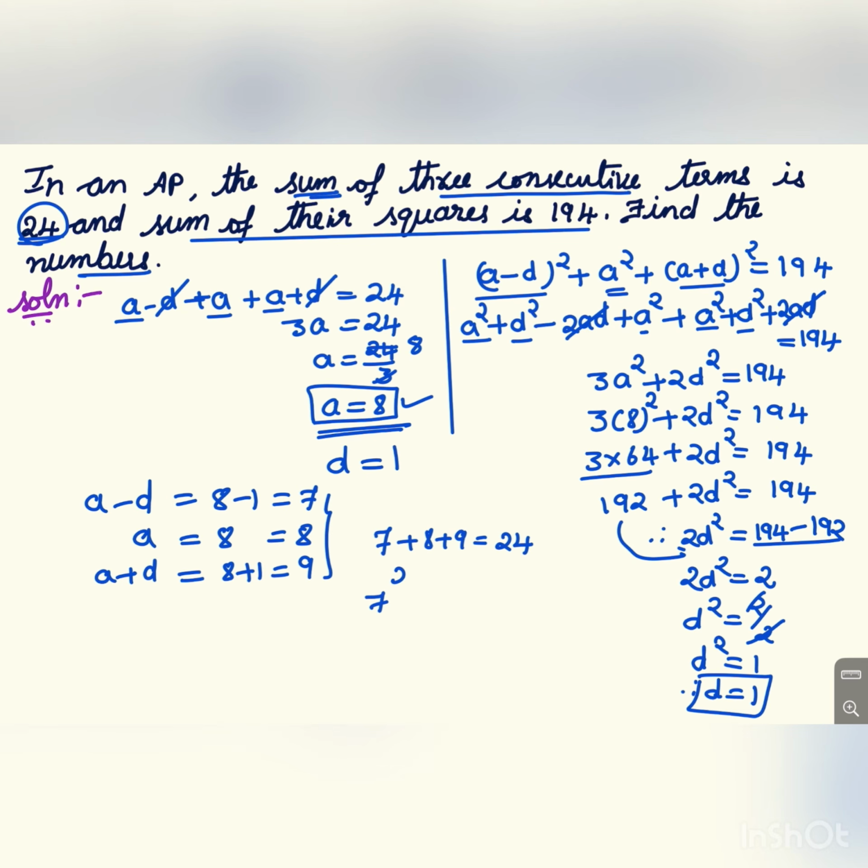And the squares of these: 7 square, 8 square plus 9 square, which is 49 plus 64 plus 81. If we add them, we will get 194.